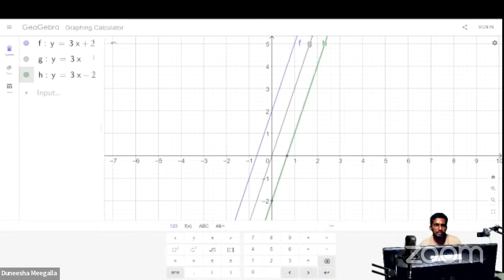Now what do we say the gradient is? The gradient is 3. Okay. So the gradient is 3 and the intercept is 2. Then for the first one the intercept is 2, for the second one 0, and for the third one -2. Okay.